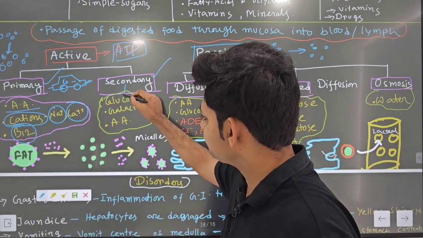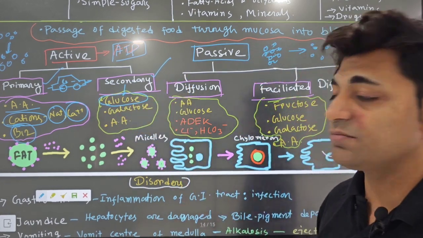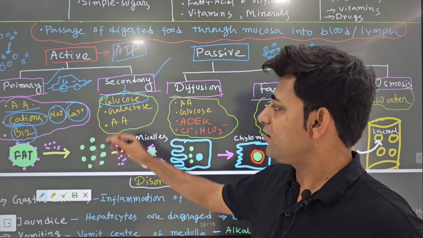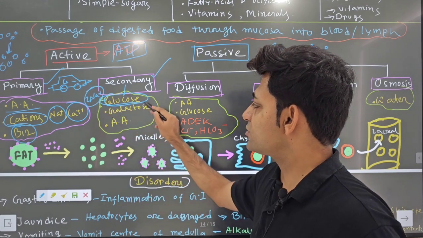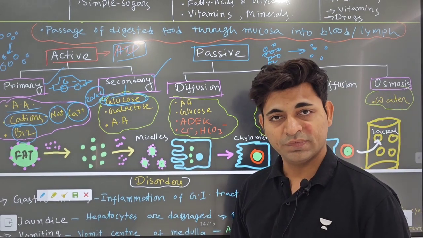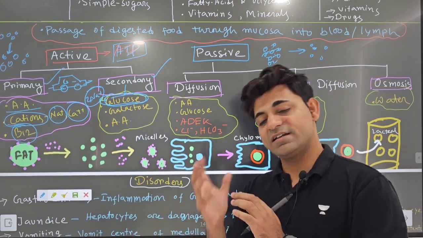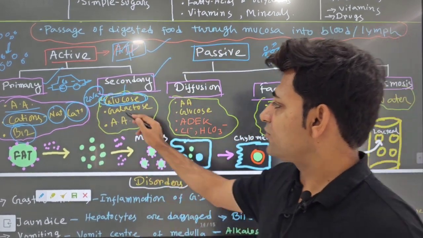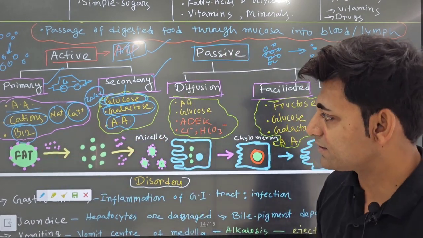Secondary active transport is generally for glucose. In case of glucose, secondary active transport is very common. There are some transporter proteins that transport sodium ions. Along with two sodium ions, they can take one glucose molecule, at the expense of ATP. Galactose will also follow secondary transportation, and amino acid will also follow secondary transportation.